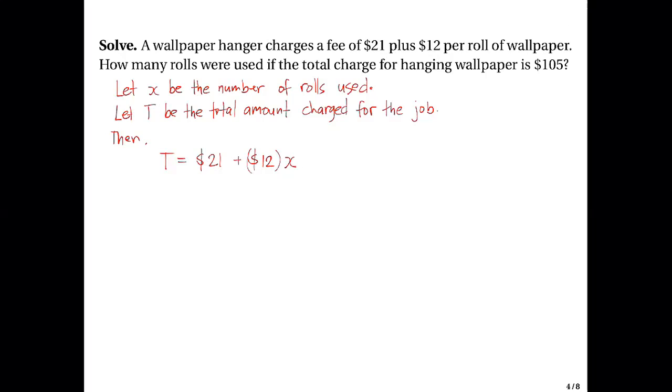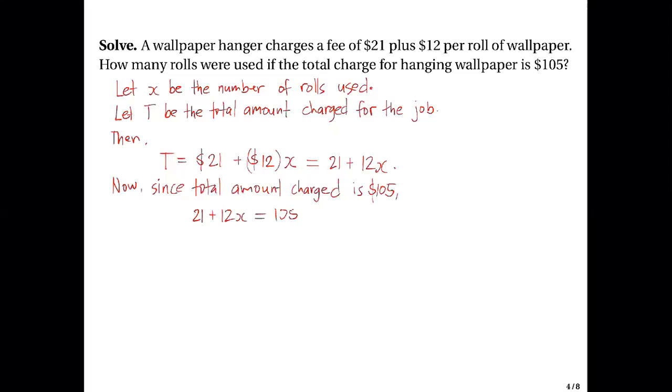Okay? And then let me just remove the dollar sign for the moment. So we have 21 plus 12x. Okay? Now according to the problem, the total charge was 105. Now, since the total amount charged is 105, we have the following working equation. So 21 plus 12x is equal to t, but our t now is 105.